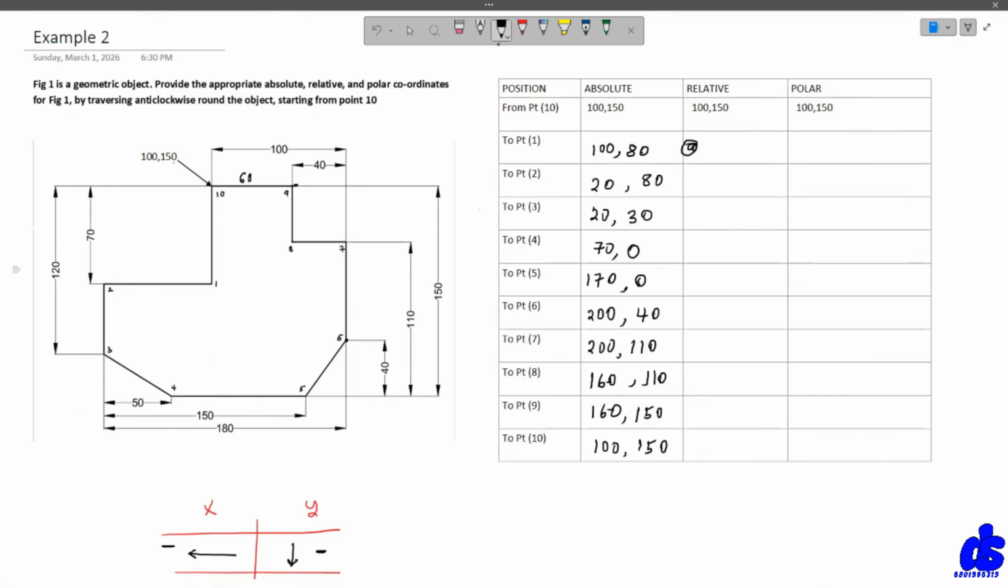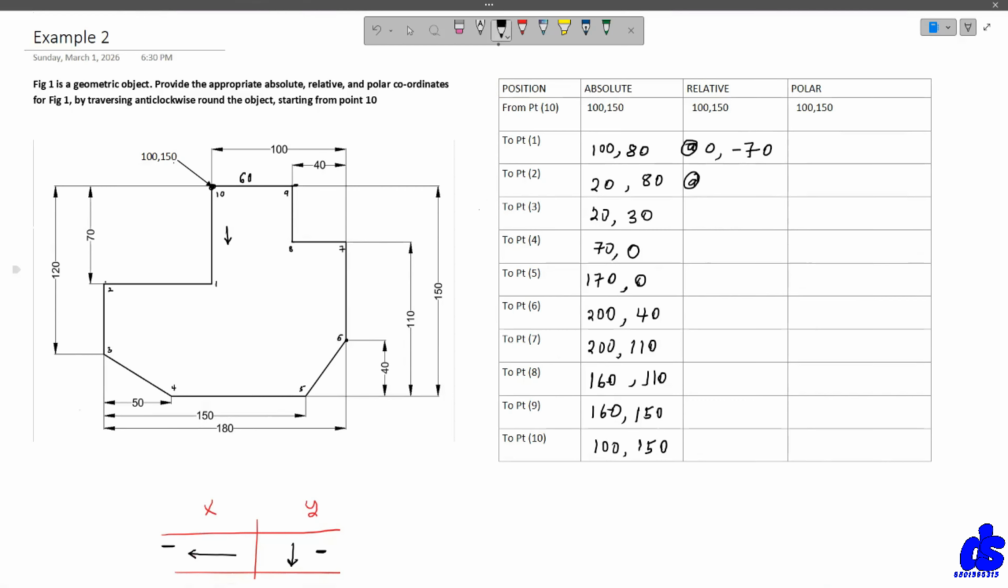All right, so let's begin. So for point 1, we are taking this point relative to this point. Right. So we have our at sign. So you check, is there any change in x? Is there any change in y? For this, there's no change in x. So x will be 0. For this, there's a change in y, which is 70, but it's moving downwards. So it's going to be negative. We have negative 70.